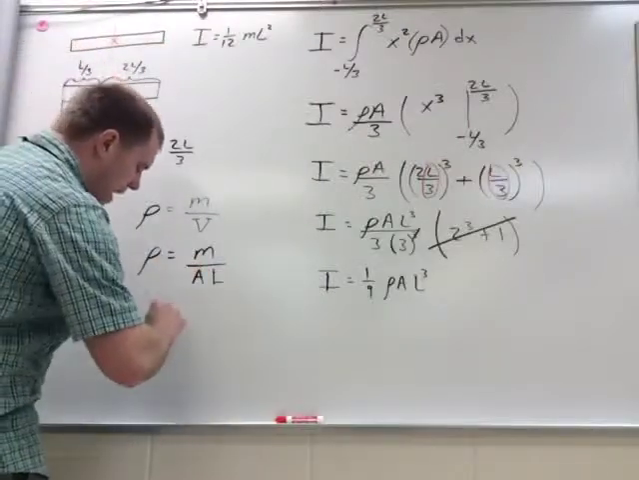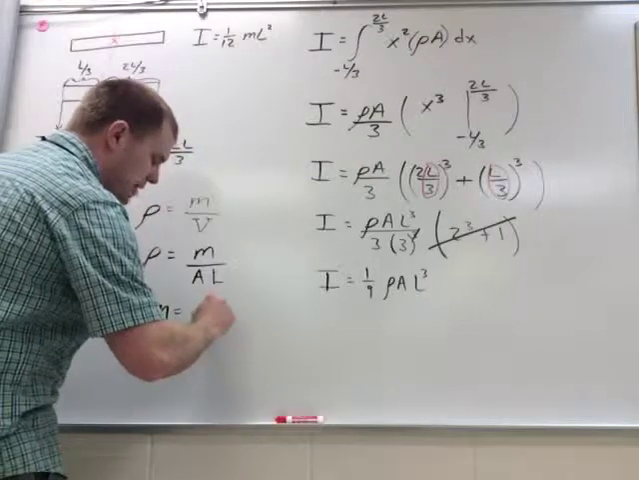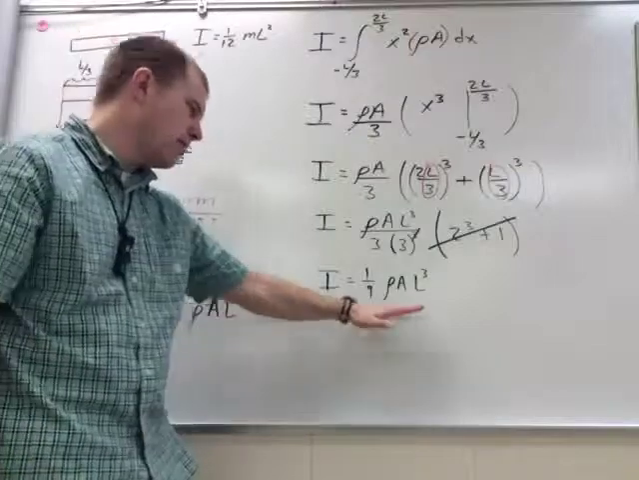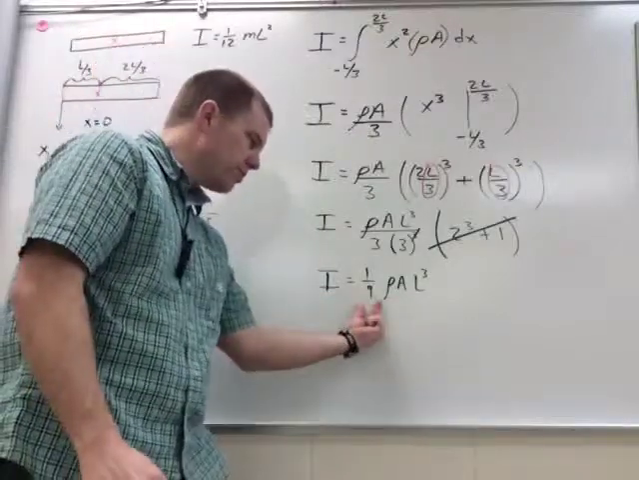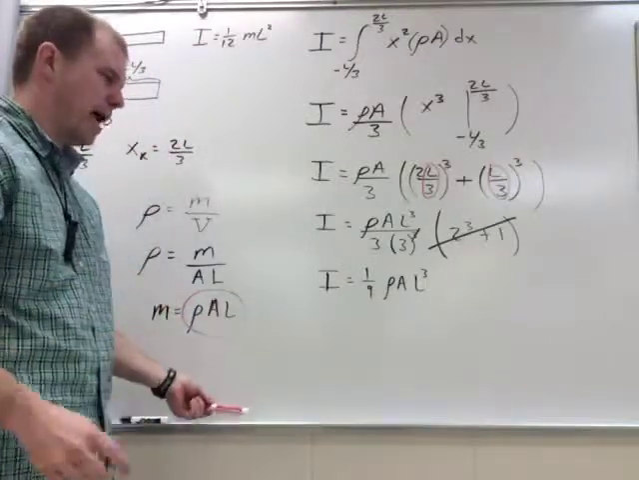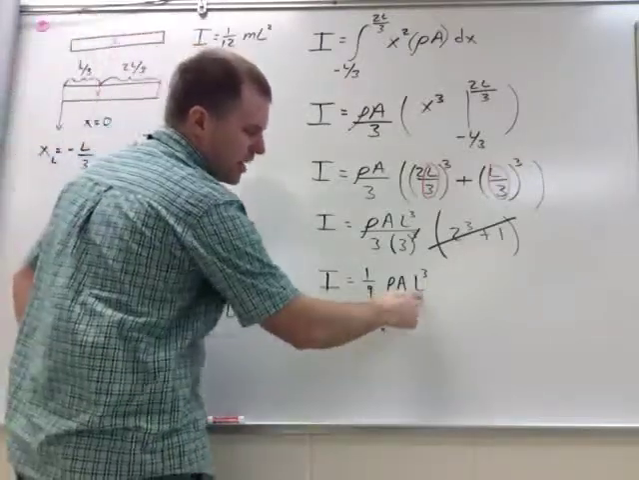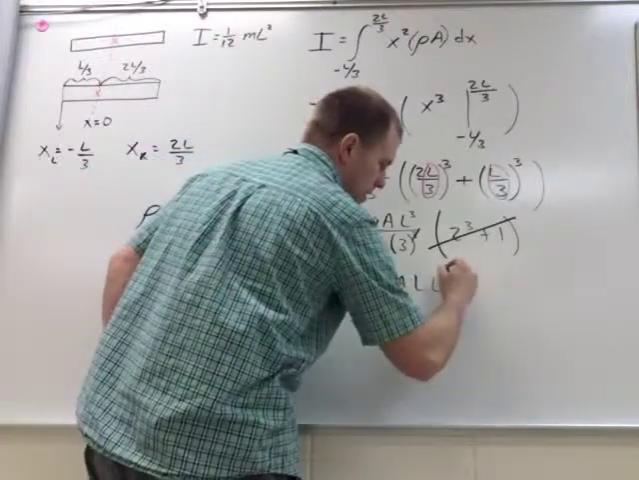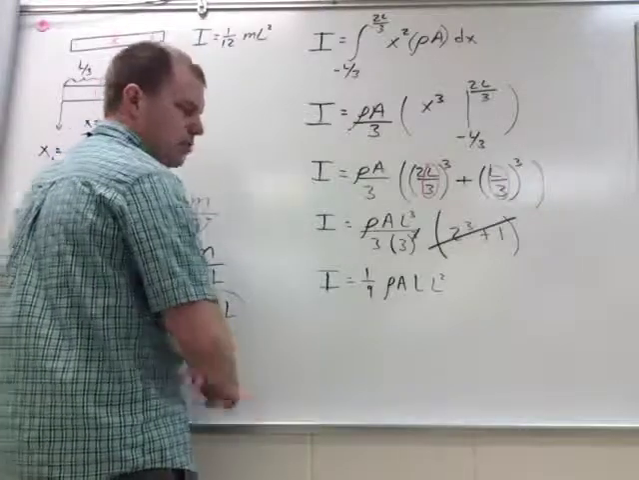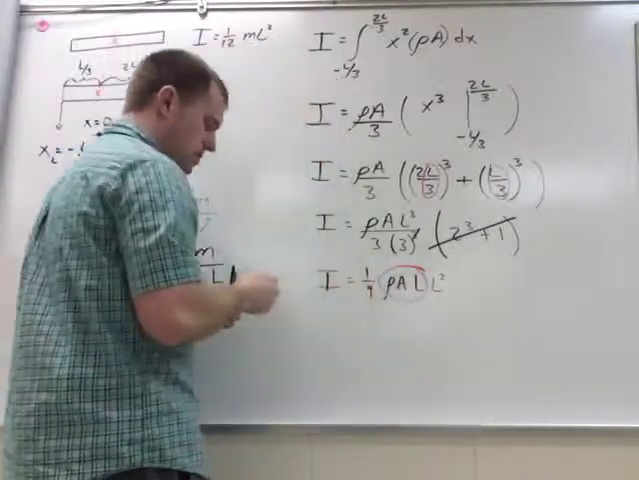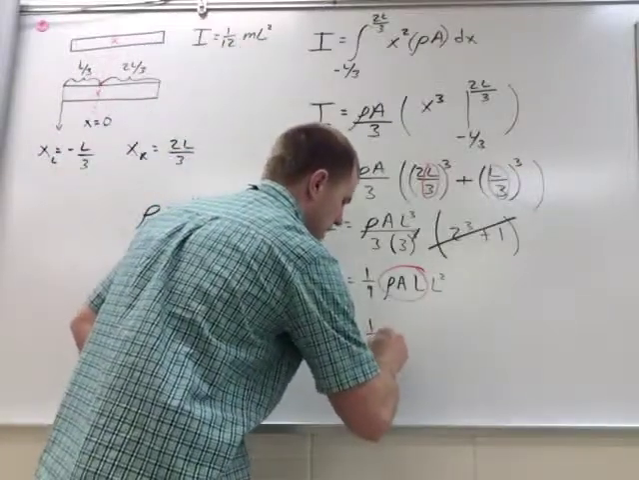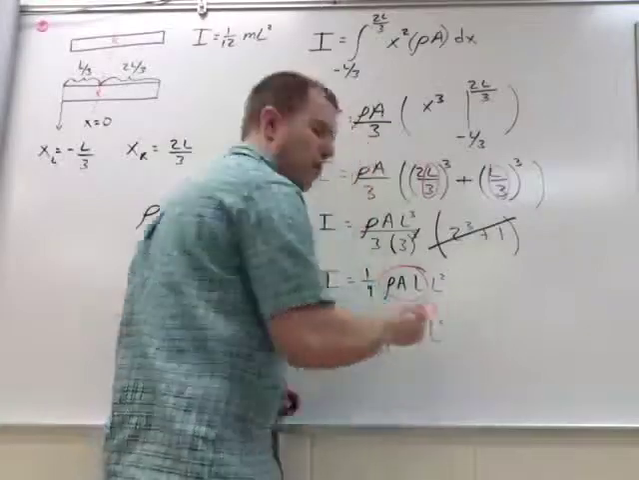So I solve for mass. I found out the mass is equal to density times cross-sectional area times length. And so our trick, when we get to this bottom part and we want to simplify it into the format of coefficient, mass, length squared, we're going to want a friend. We're going to want to find a pal. And so what I can do is look for a pal in here, and so I can break up that L cubed into an L times L squared. And look what we just found. We found a pal. And so that becomes our mass. And so our moment of inertia is going to be 1/9 mL squared.